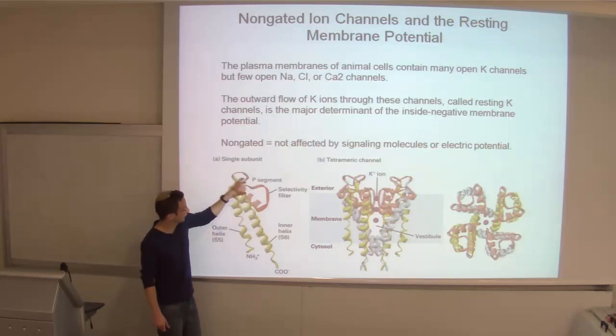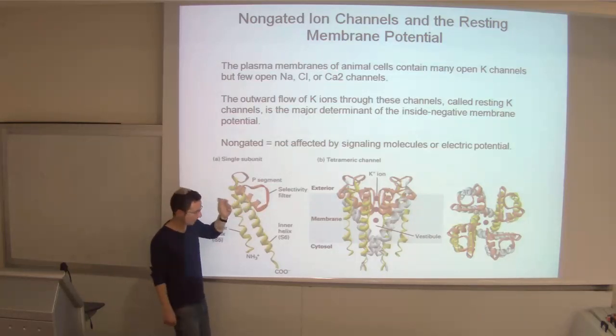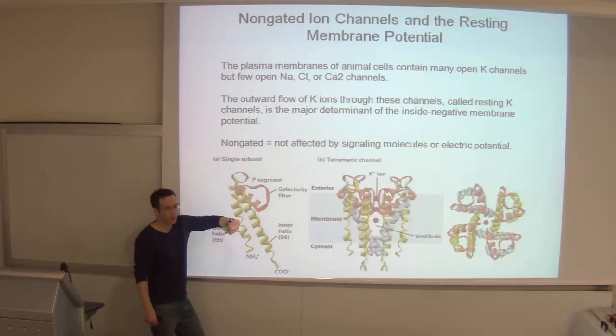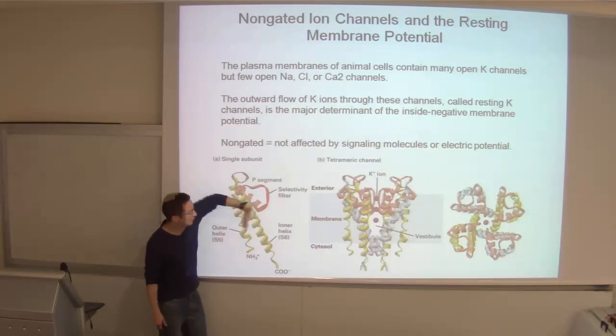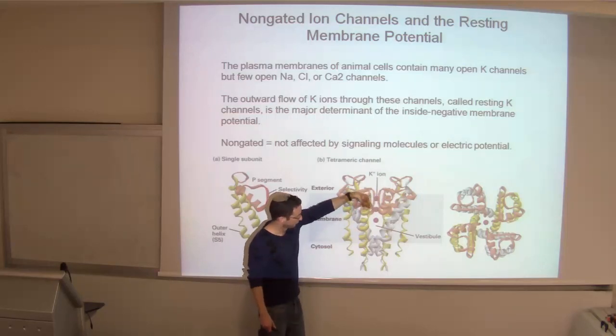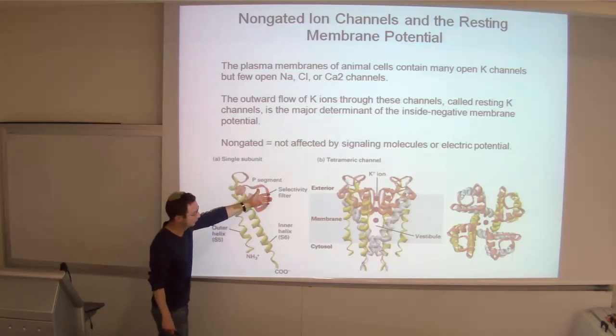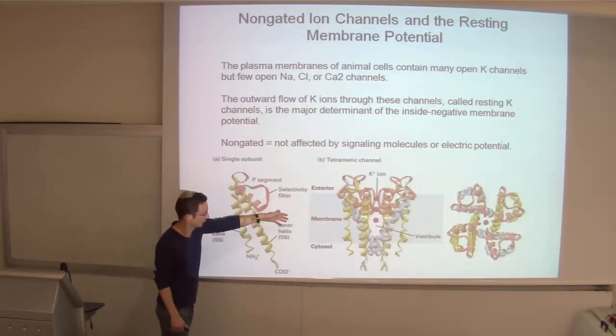The segment that links them is called the P segment, and somewhere in the P segment you have a loop. This is the region we call the selectivity filter, and what it has right here is a series of amino acids that project their carbonyl oxygens, which belong to the backbone of the protein, towards the channel that's formed between the four subunits when they are linked. And this is what causes the selectivity for potassium. More specifically, in the next slide we'll see how it goes.